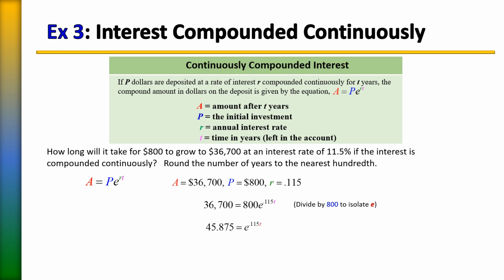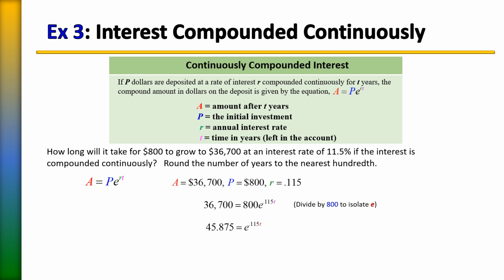So 36,700 divided by 800 is going to give us this approximate value. And then over here we simply have E raised to the 0.115t. Our next step, we want to get rid of the E, the base E. And how do we do that?